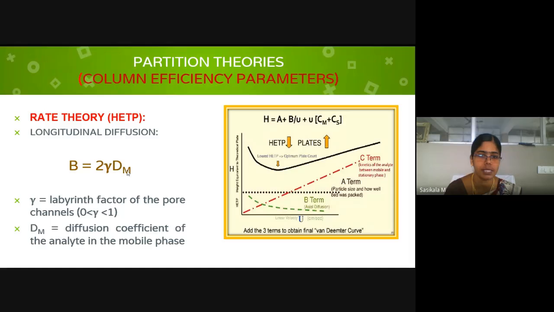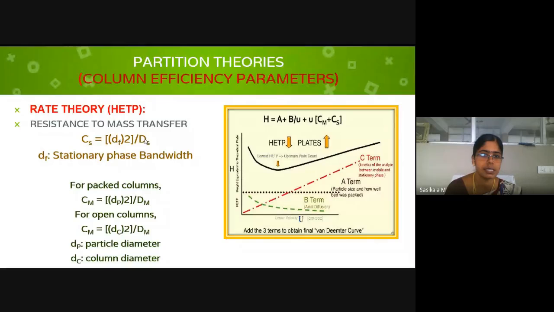Already we have seen what Dm is. It is Ds. Ds is the diffusion coefficient of the analyte in the stationary phase. And Cs is the concentration of the analyte in the stationary phase, or we can say the resistance to mass transfer of the analyte in the stationary phase. S represents stationary phase, C is resistance to mass transfer. Df is representing thickness, stationary phase bandwidth or stationary phase thickness, we can say here. Here 2 represents the square of df, and Ds is the diffusion coefficient of the analyte in the stationary phase.